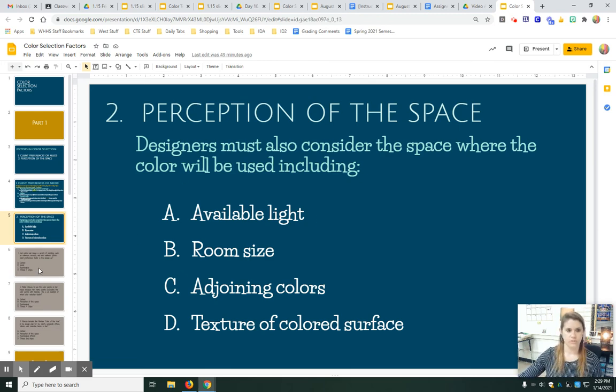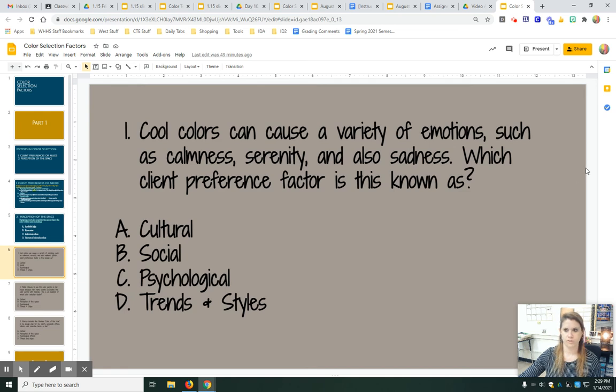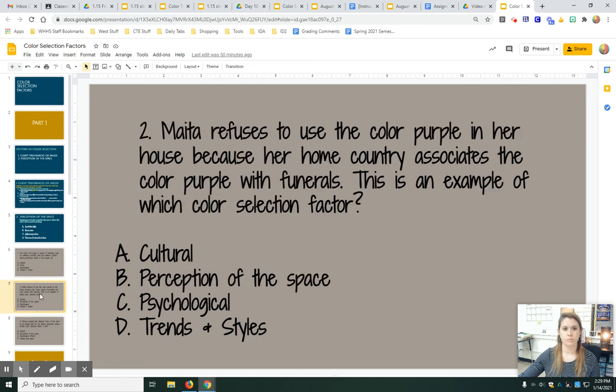You have three questions. These came straight off an old test. So this is very similar wording to what an exam question would look like. Okay, number 2. And number 3.